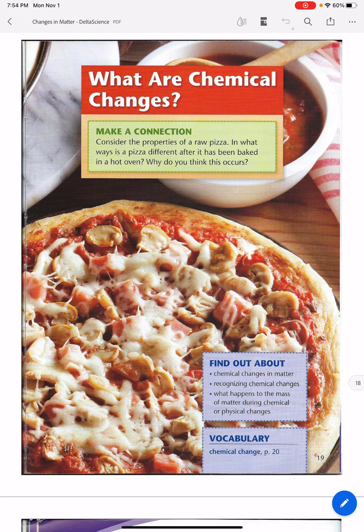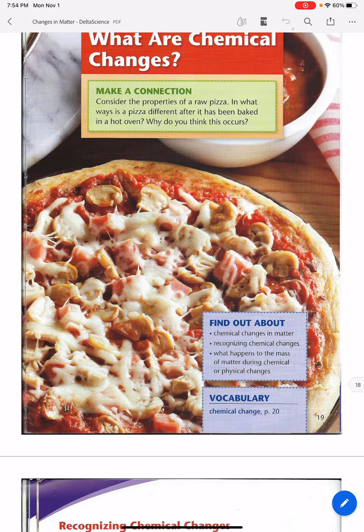What are chemical changes? Make a connection. Consider the properties of a raw pizza. In what ways is a pizza different after it has been baked in a hot oven? Why do you think this occurs? Find out about chemical changes in matter, recognizing chemical changes. What happens to the mass of matter during chemical or physical changes? Vocabulary: chemical change, page 20.